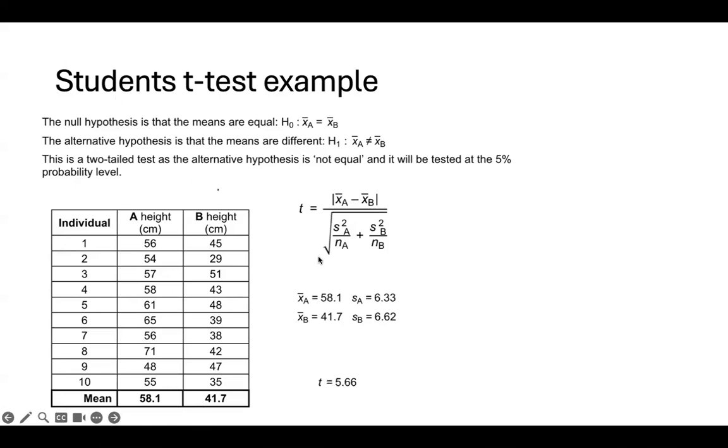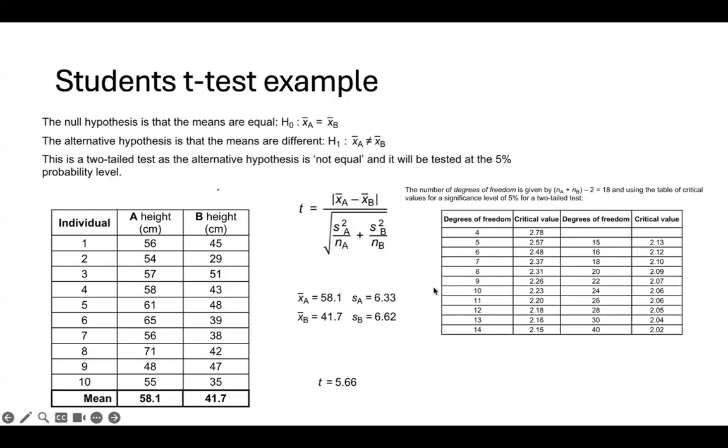Okay, so the answer overall should have been t equals 5.66. I've got a degree of freedom table here because we are looking at two different categories. Instead of it being n-1, we actually have to take the two n's and minus it by 2 because we're taking the total of two different categories. So in this case, the degrees of freedom is going to be 18, and the critical value is 2.1.